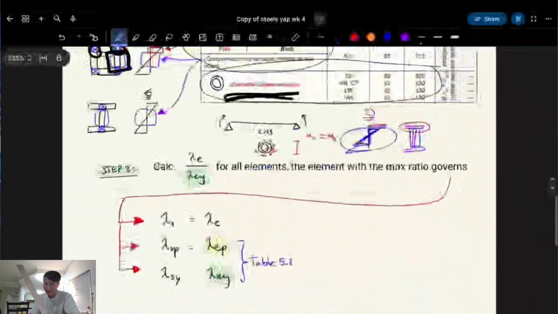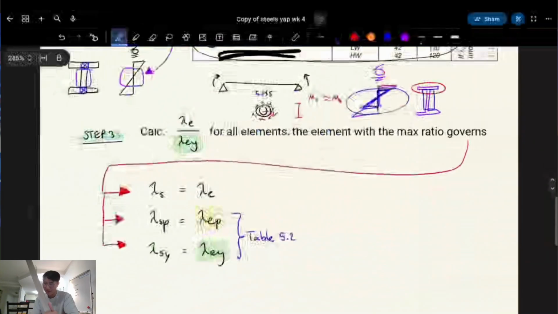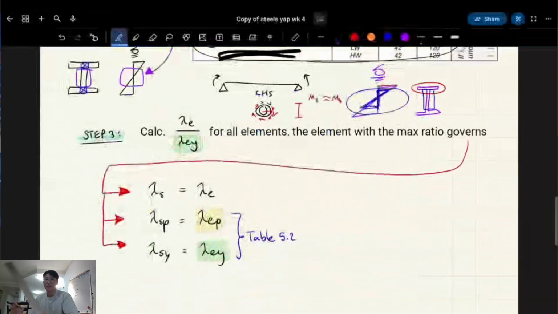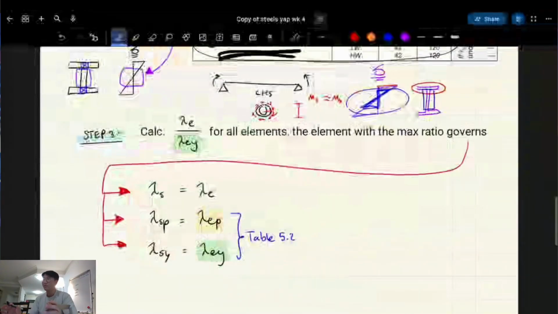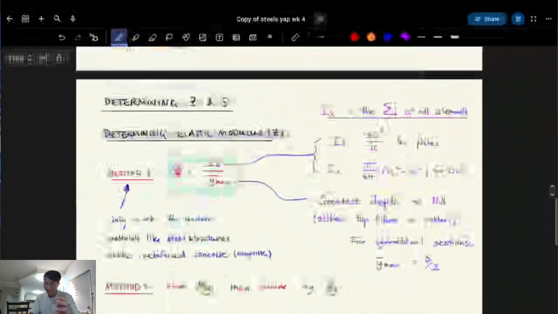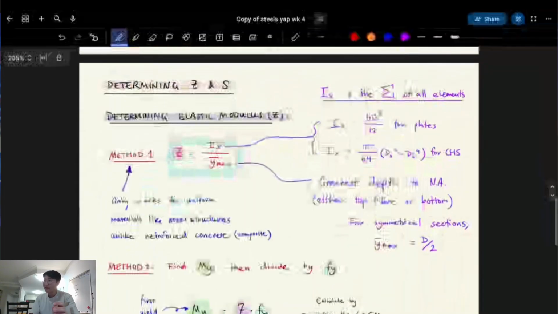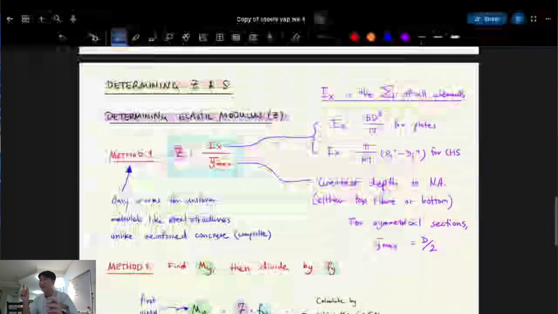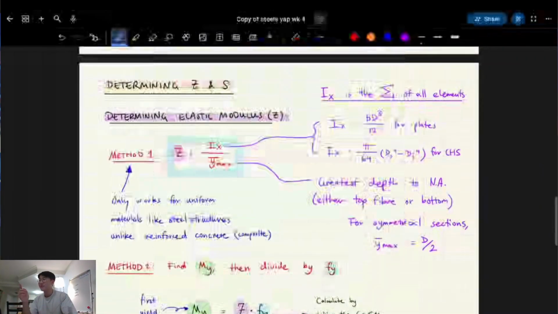Anyway, the next step is you have to calculate all the elements' slenderness to slenderness yield ratio, and the max one is going to govern. The worst one's going to govern, right? Max. Yep. Now we put a pause on that because we have to determine Z and S. Because we're finding ZE, right? So now we have to do all this.